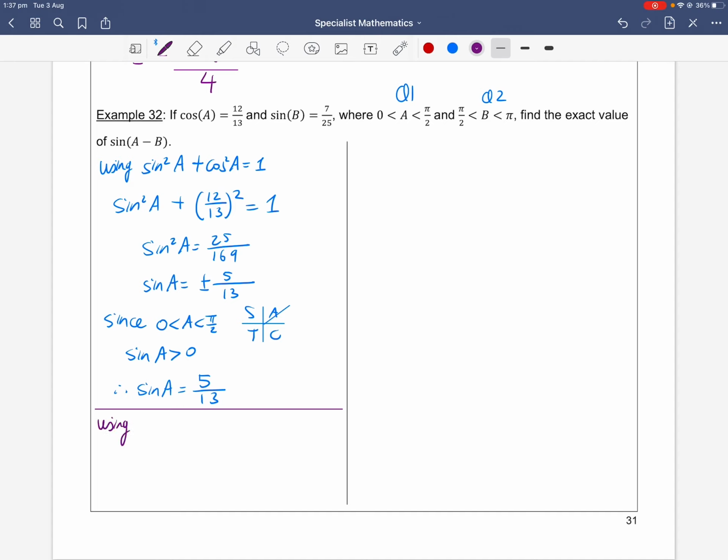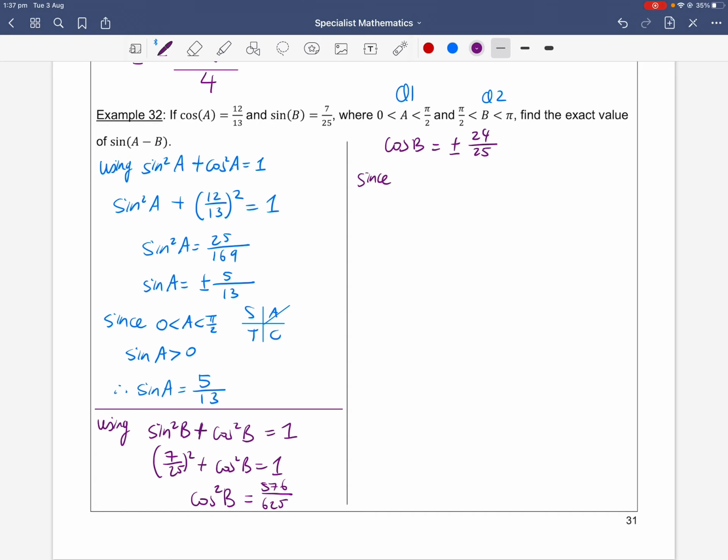So using the Pythag identity, that's sine squared B plus cos squared B. So as long as you sine squared and cos squared the same angle, it then equals 1. We're told that sine of B is 7 on 25, so 7 on 25 squared plus cos squared B equals 1. If you rearrange, cos squared B gets us 576 on 625. Square rooting, cos of B is plus or minus 24 over 25.